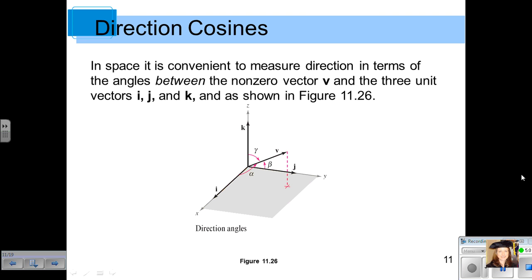In addition to finding the angles between two vectors, we also would like to find the angles between the vector and the positive x, y, and z axes. So we can look at finding the angle. Here we have vector v, and it forms an angle with the positive x-axis, or the i vector. Alpha is that angle. Beta would be the angle that the vector makes with the positive y-axis, or the j vector. And gamma would be the angle that the vector makes with the positive z-axis, or the k vector.